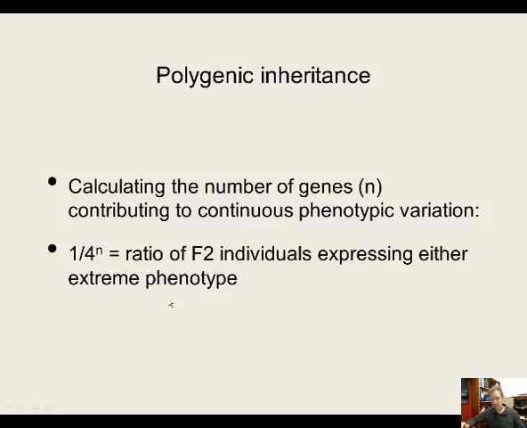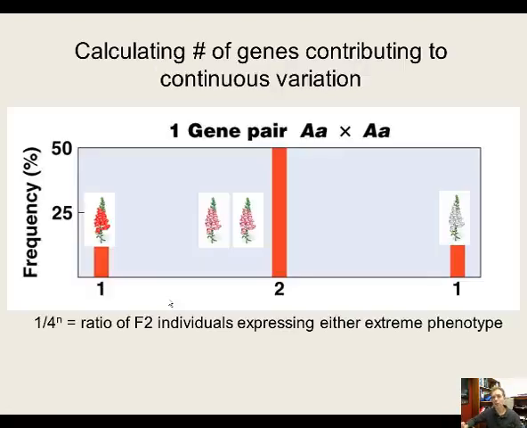Let's see an example. I'm going to go back to snapdragons for this example. Here's a simple case where snapdragon color is controlled by one gene, gene A. The additive allele, big A, is making the red color. The non-additive allele, little a, is making the white color. 1/4 to the n is equal to the ratio of F2 individuals expressing either extreme phenotype.